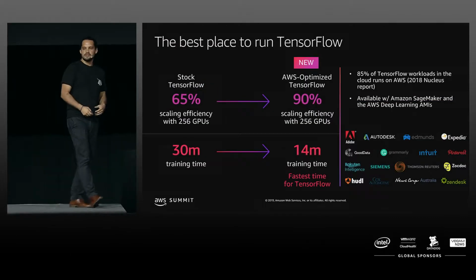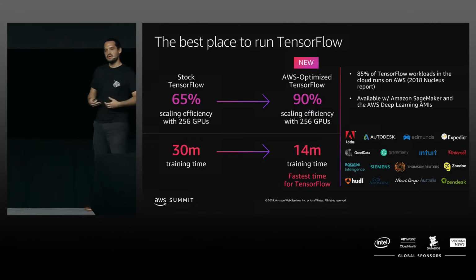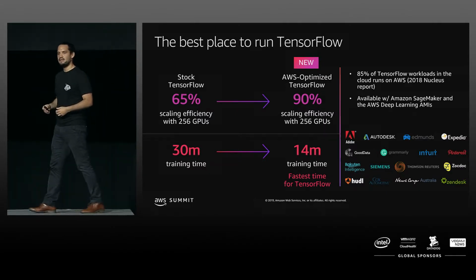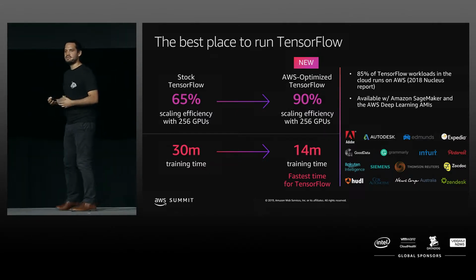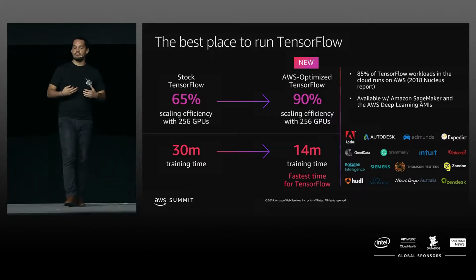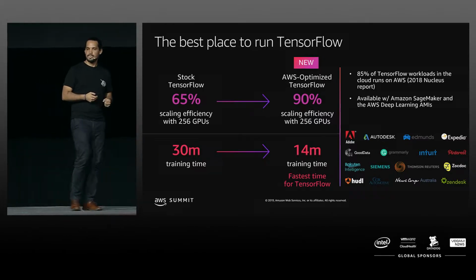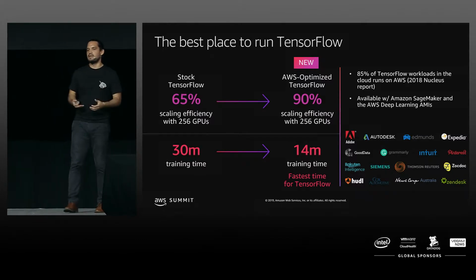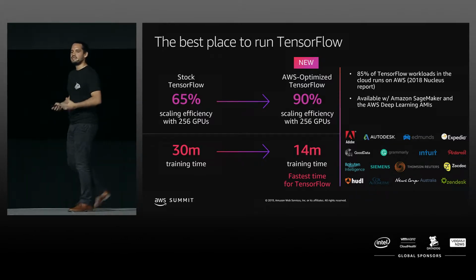So why do we talk about TensorFlow? TensorFlow is one of the most popular deep learning frameworks. A recent study showed that 85% of TensorFlow workloads being run in the cloud are actually being run on AWS. And another thing is that SageMaker and the deep learning AMIs do support TensorFlow natively.